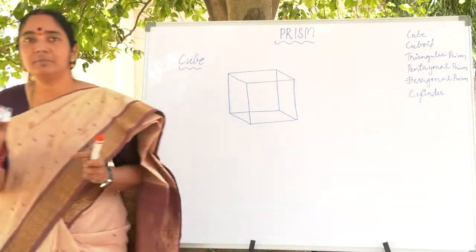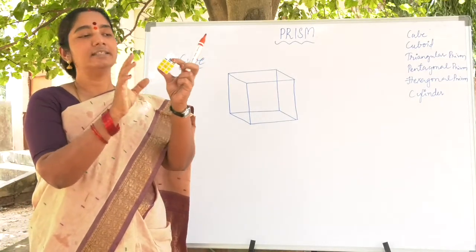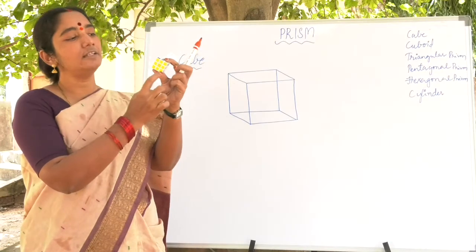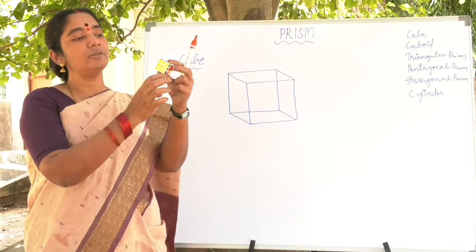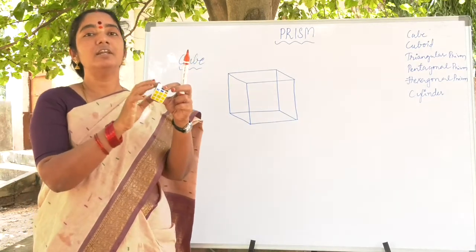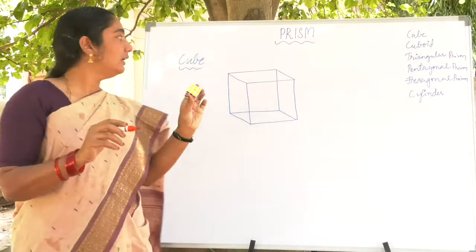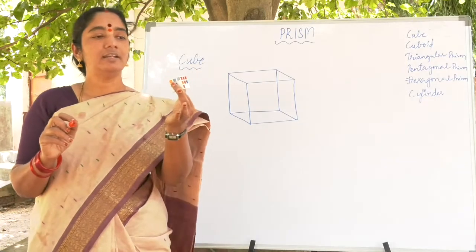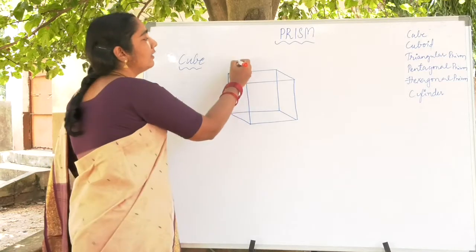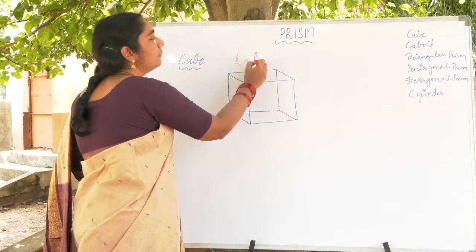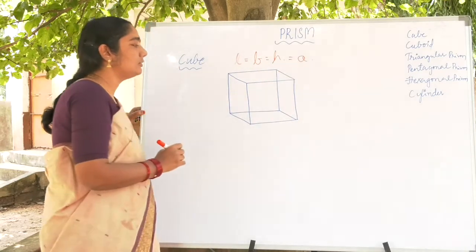Most of us will be playing with a cube at home. A cube is a three-dimensional figure because it has length, breadth, and also height. Because of the three dimensions, length, breadth and height, we call it a three-dimensional figure. It is a cube because all dimensions are equal. So here length, breadth and height are all equal. Let them be equal to some a.